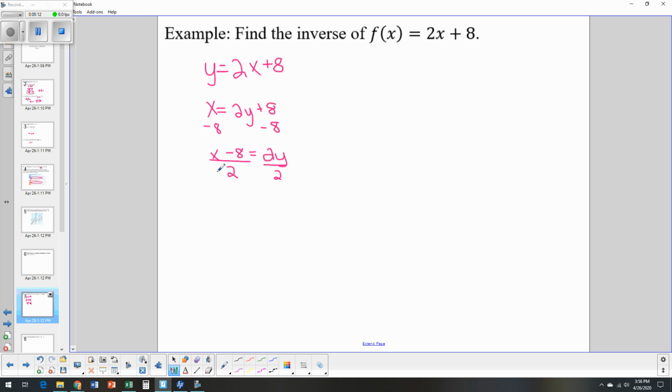And now this is where I probably would separate it, especially because those go in evenly. So I'm going to separate it to be 1x over 2 minus 8 over 2. I'm just going to do this in 2 steps, equals y. And this I can rewrite as 1/2 x. This I can write as minus 4 equals y. And that is the inverse of my original function.